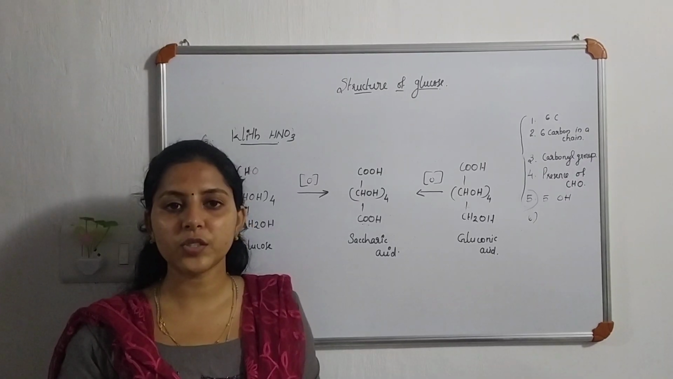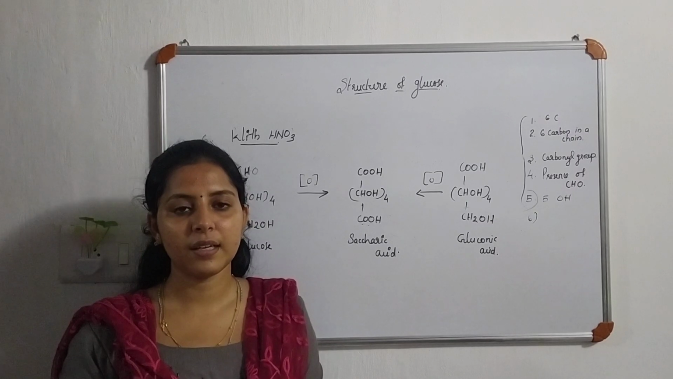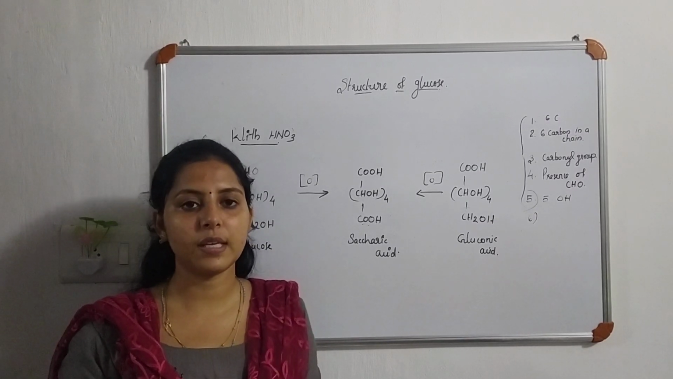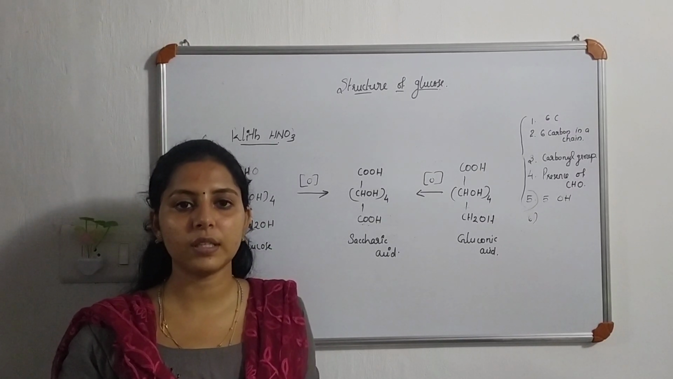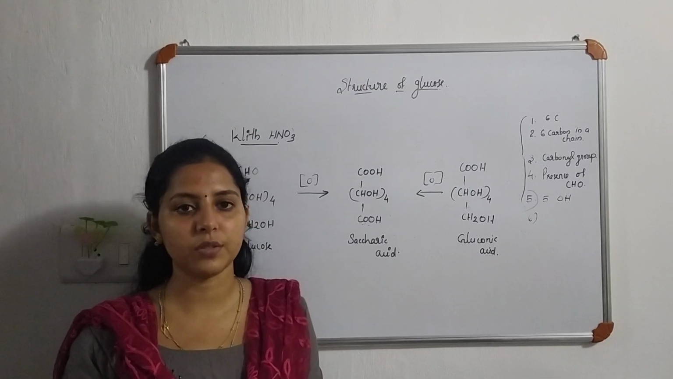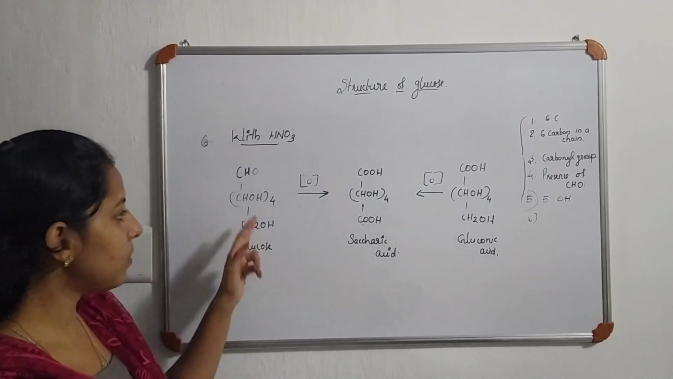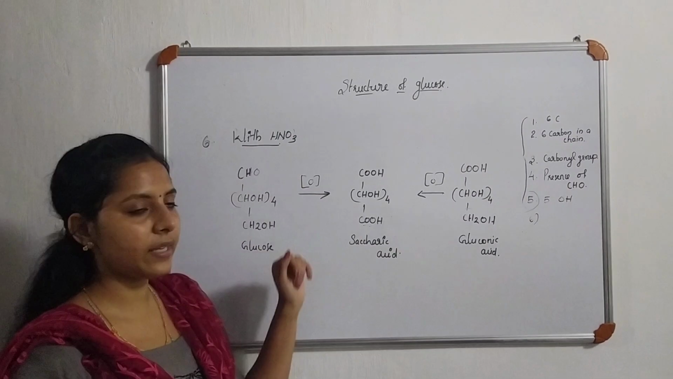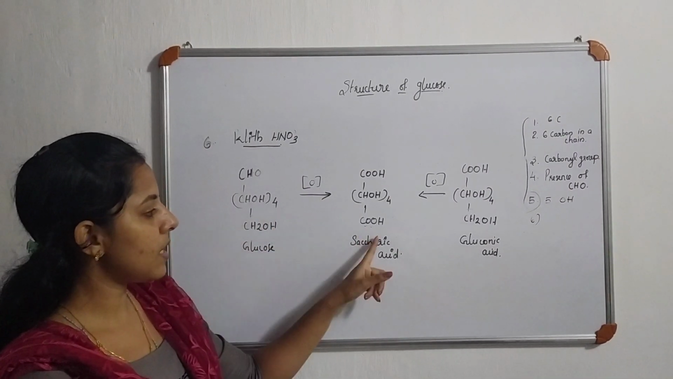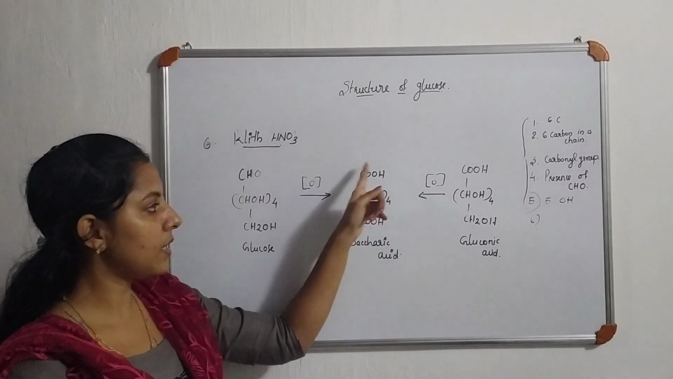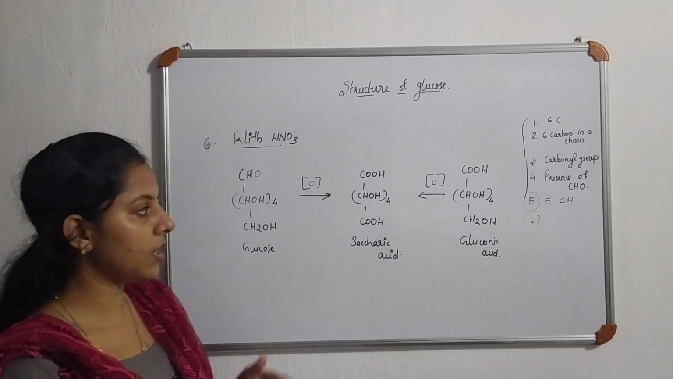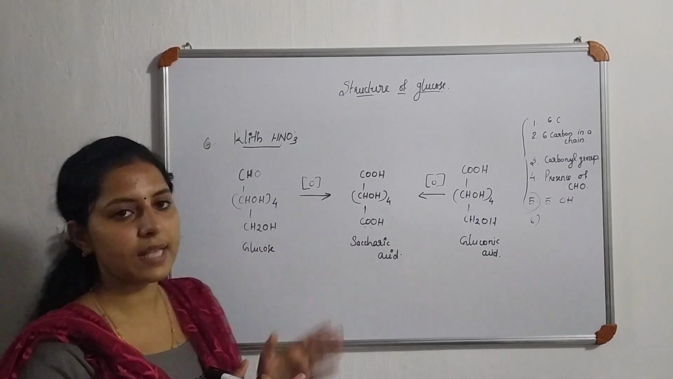Next is the reaction of glucose with nitric acid. Nitric acid is a strong oxidizing agent. It can oxidize both carbonyl groups and alcoholic groups into carboxylic acid. So when glucose is treated with nitric acid, it gets oxidized into saccharic acid. It's a dicarboxylic acid. So the oxidation product of glucose is saccharic acid.